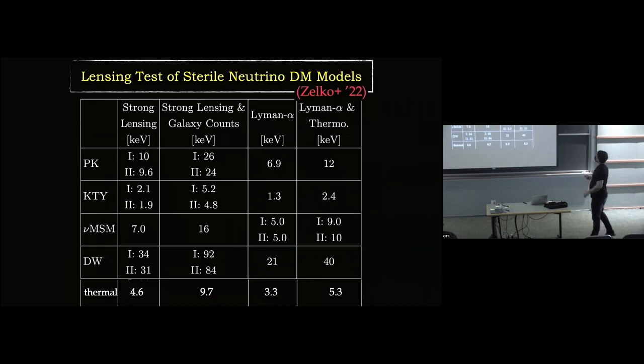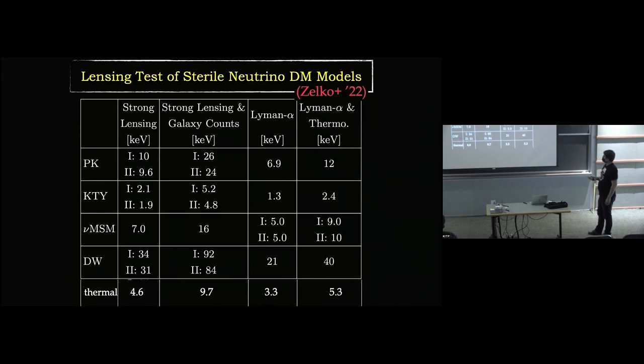Okay, so these are the main results. This is a table in the paper looking at all of the different kinds of sterile neutrino and thermal neutrino models. This is the Petraki-Kusenko model. This is KTY, the GUT-scale model. This is a Shi-Fuller nuMSM mechanism. This is Dodelson-Widrow, and this is thermal warm dark matter.